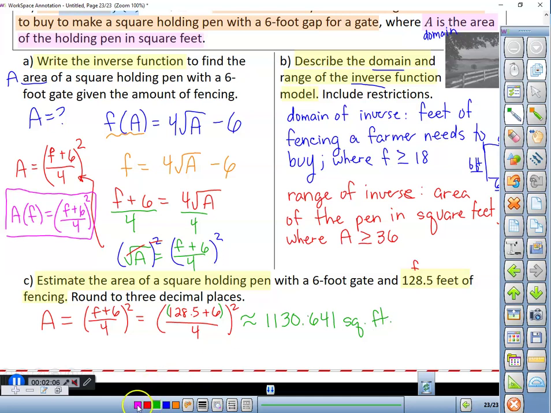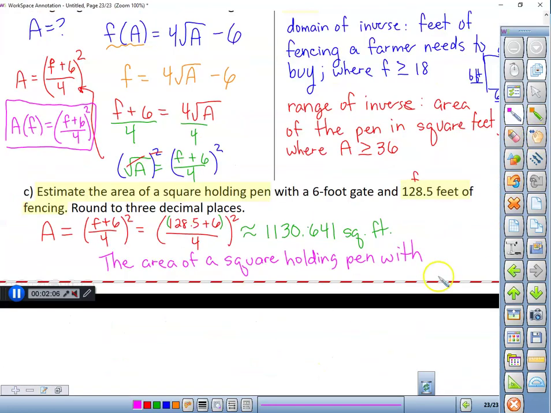And then we write our conclusion, as we always do. So the area of a square holding pen with a 6-foot gate and 128.5 feet of fencing is about 1,130.641 square feet.